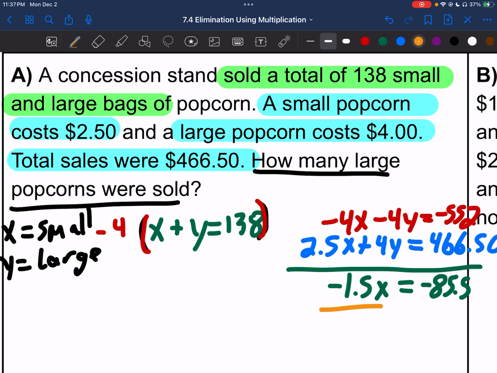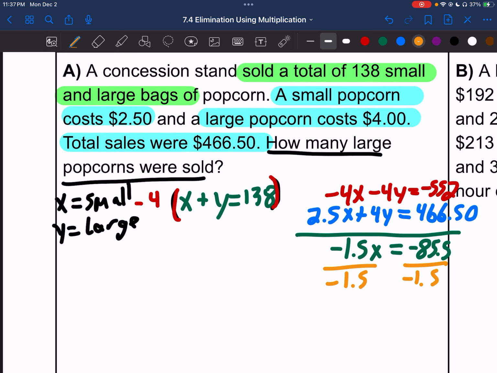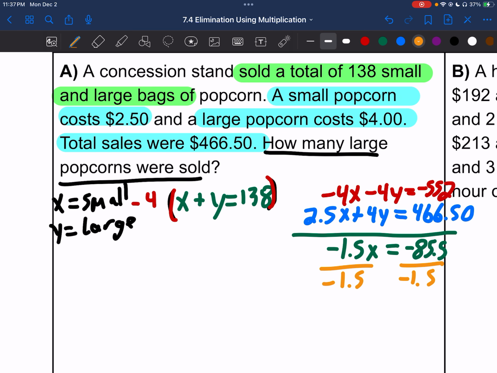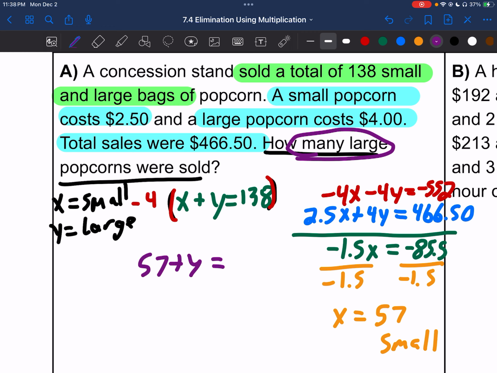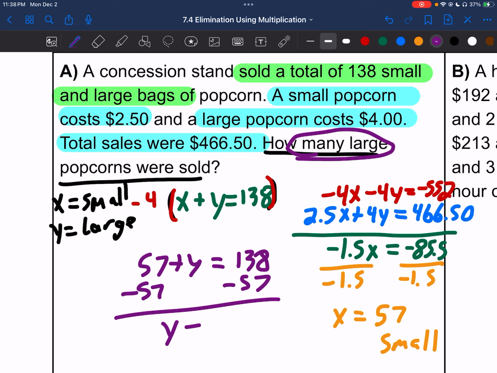My next step, divide both sides by negative 1.5. All right, and I get that x is 57, and that's small bags. But does that actually answer the question we're being asked? No, the question is asking how many large bags. So we have 57 plus y is equal to 138. We're going to subtract that 57 from both sides, and we get y is equal to 81 large.